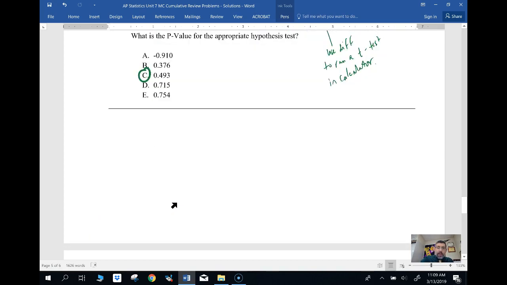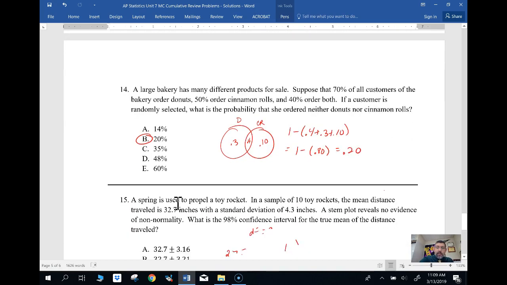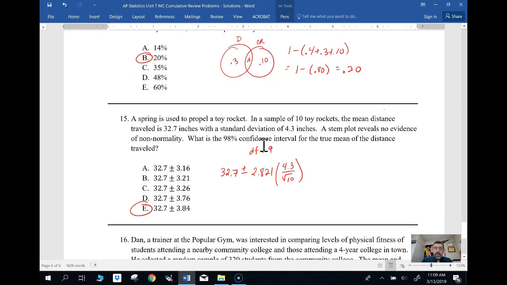All right. Now, number 14, Venn diagram. Okay. So just make sure, look, this has got to be a 0.1 here, not a 0.5, because 0.5 is those that order cinnamon rolls. That's the entire circle. So you actually got to subtract those out. So now you add them all together, subtract to get 20%.